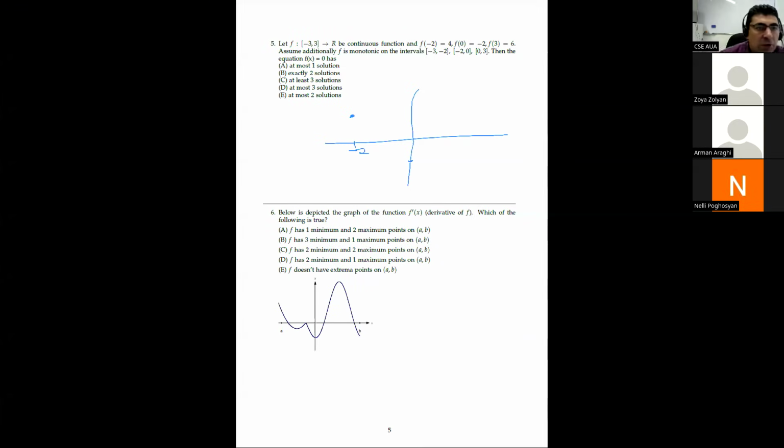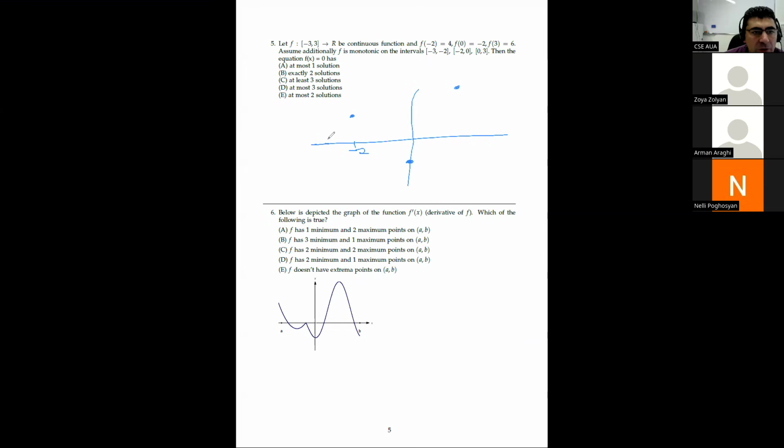So given function f, which is continuous, and we know several values of our function. In particular, our function at -2 is 4. At 0, f(0) is -2. We know that at 3, f(3) is 6. And we know that our function is monotonic from -3 to -2.